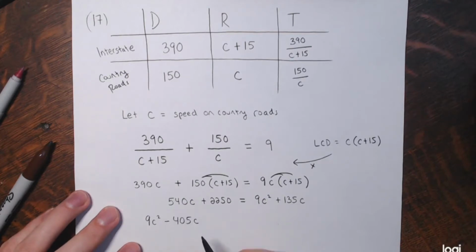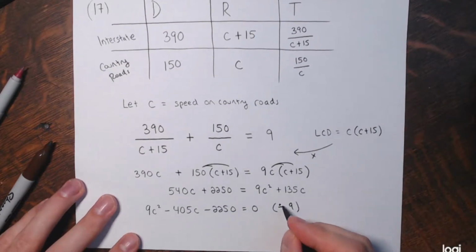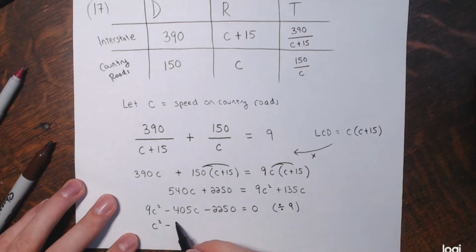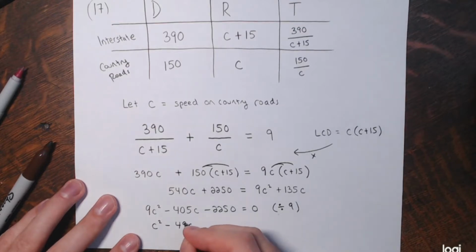So minus 405C and then minus 2250 equals 0. One thing I'm noticing here is that all these coefficients are divisible by 9. So I'm going to divide everything by 9 real quick to get smaller numbers. So we'd have C squared minus 45C. Sorry, 9 times 45 is 405. So C squared minus 45C, and then dividing this by 9.